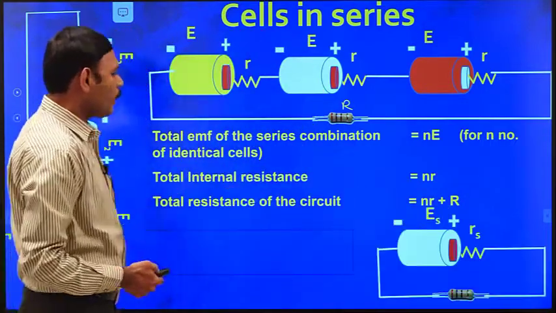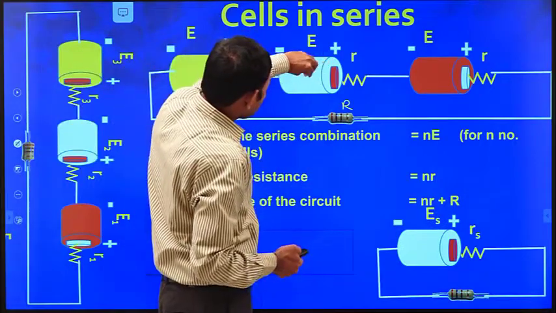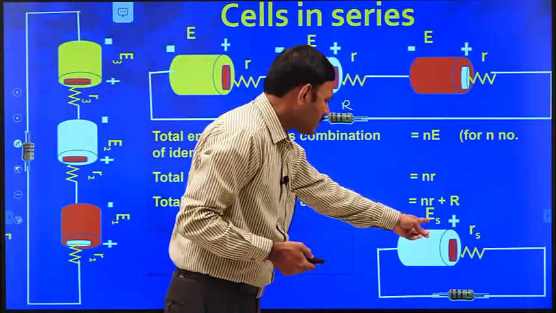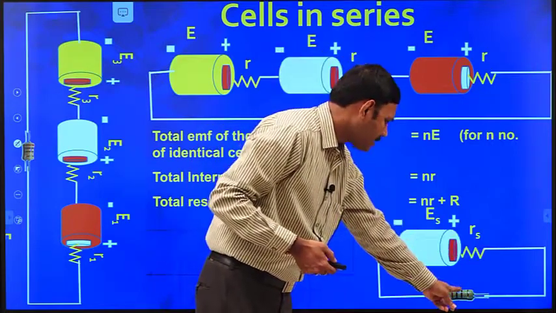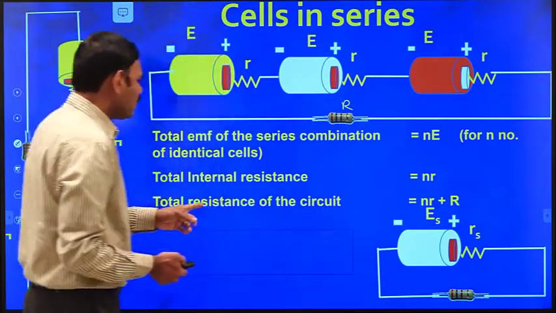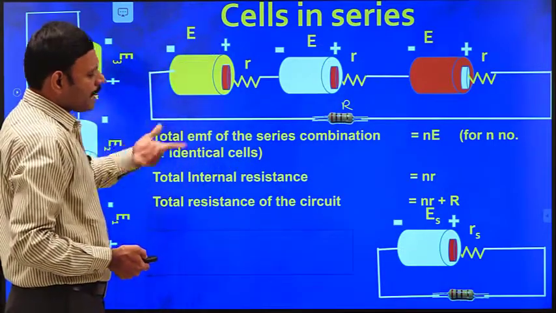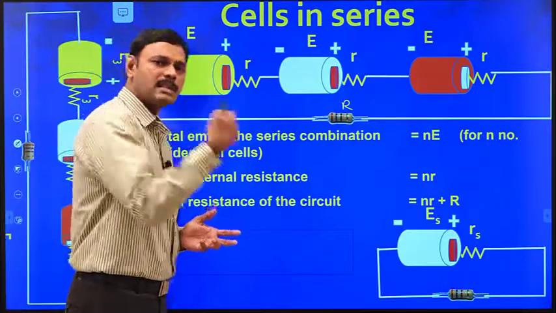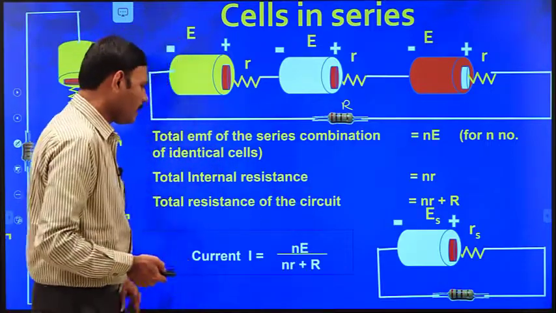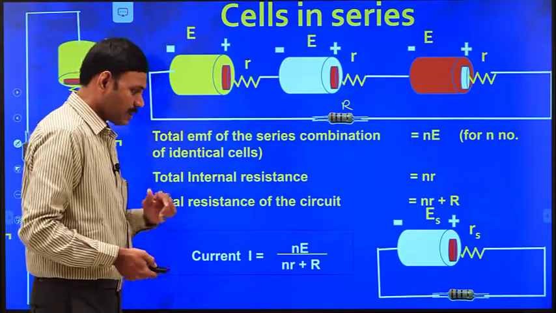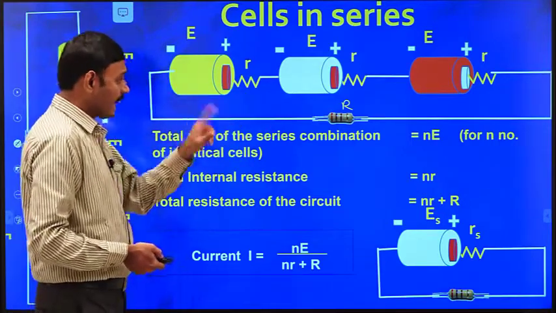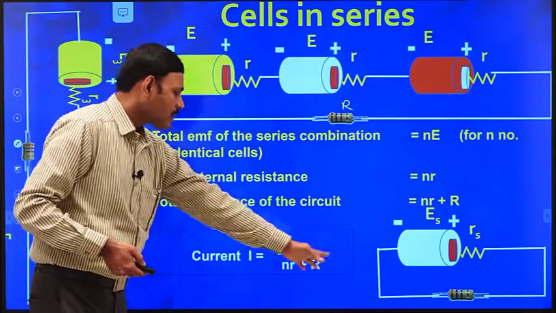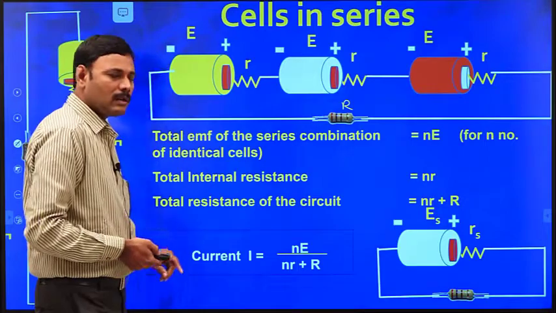Then this combination of cells is grouped into a single battery having effective EMF Es, effective internal resistance Rs, and external resistance capital R. Then the formula we know is I equals effective EMF divided by the sum of internal resistances plus external resistance. So see this formula: nE, same as the previous explanation. We extended that explanation for n identical cells. I is equal to nE divided by n small r plus capital R. Very, very important formula for the extension.